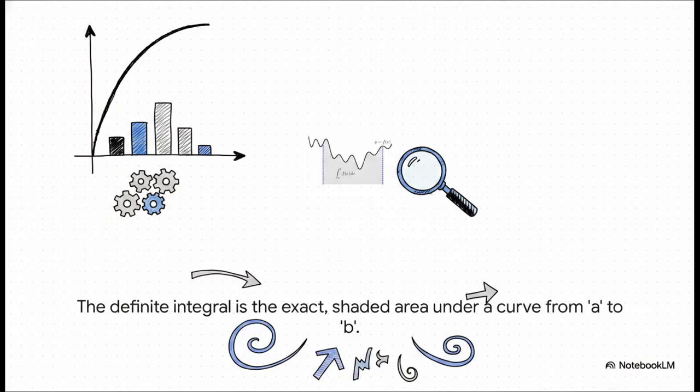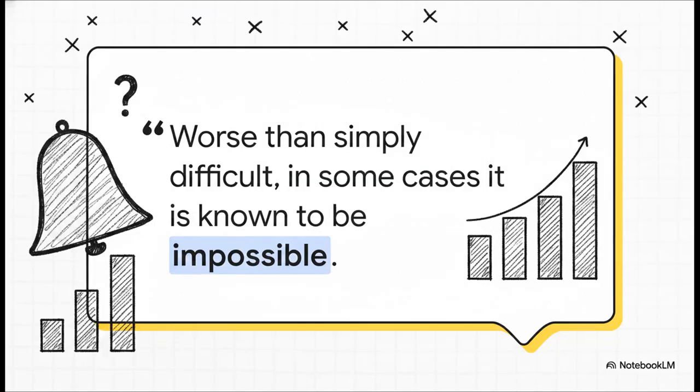Okay, this right here is what we're talking about. The definite integral is just the technical term for this exact shaded area you see. It's the space under the curve of some function locked between 2 points, a and b. It's a really simple idea to look at, right? But actually calculating it, well, that's a whole other story. And that's really the heart of the problem.